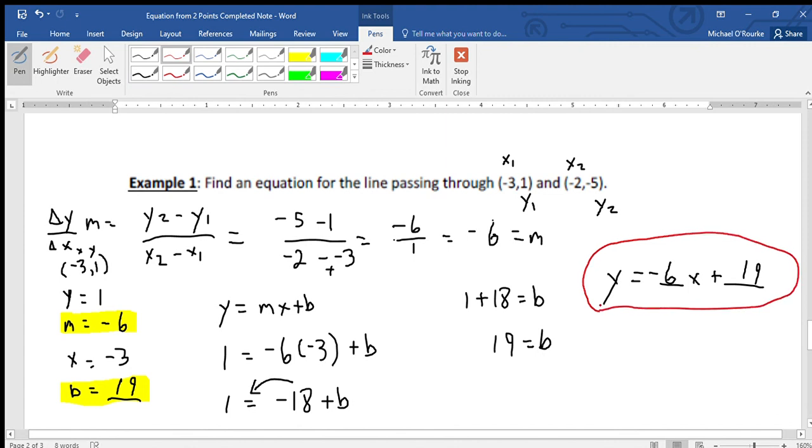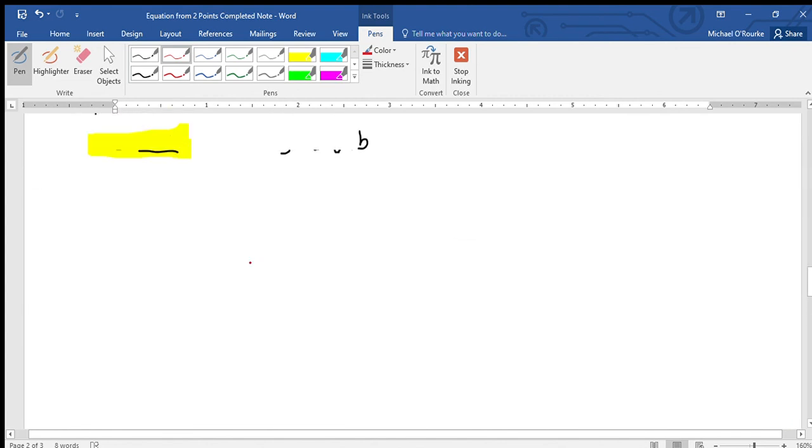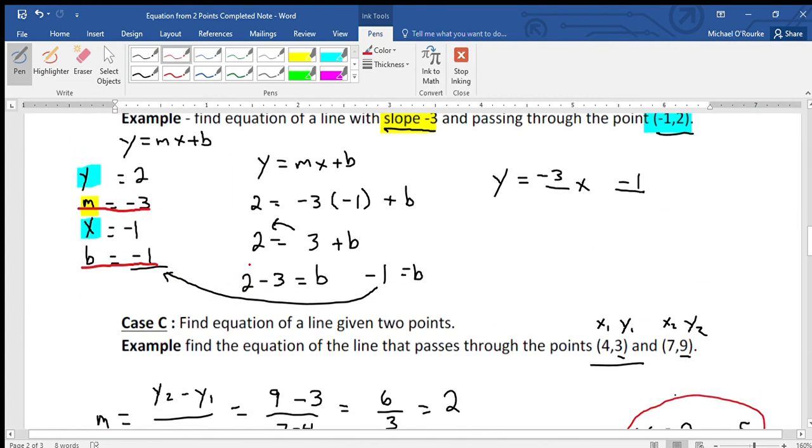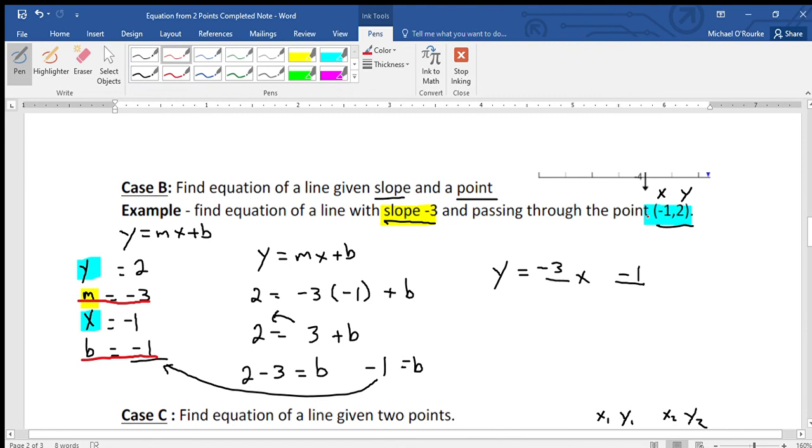So a couple things you need to remember. If you have 2 points, you do this equation, and then you solve for what's unknown. If they don't give you 2 points and they give you a point with a slope or a y-intercept, you write everything out, you solve for your unknown.